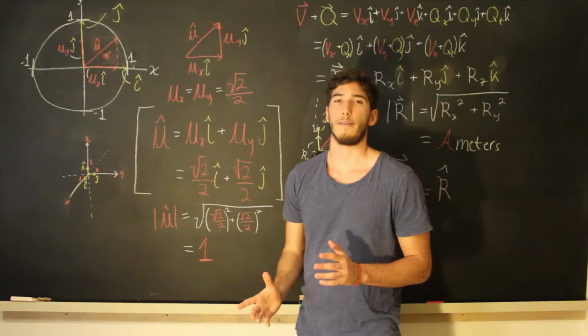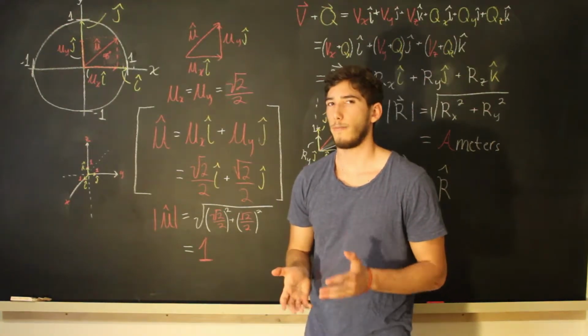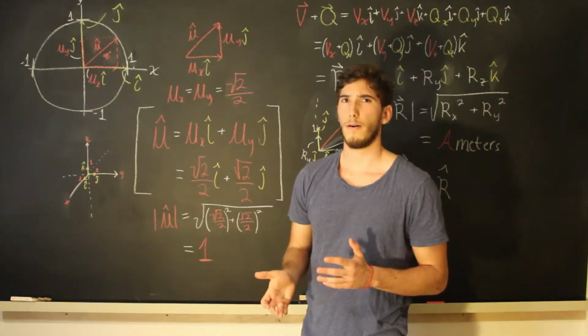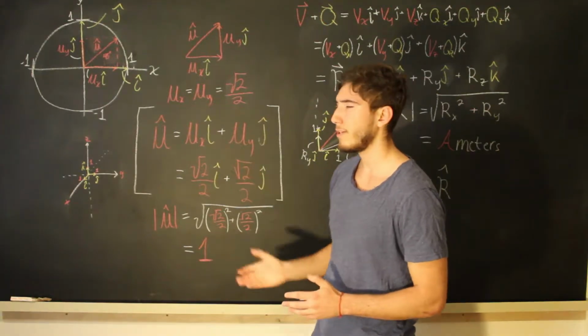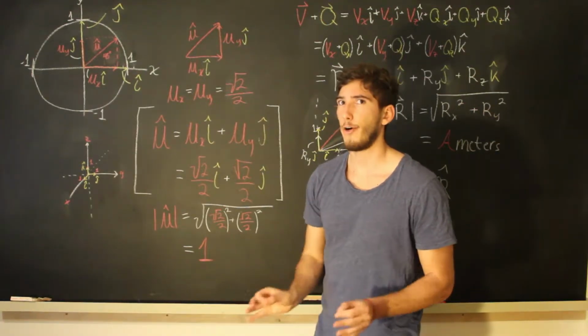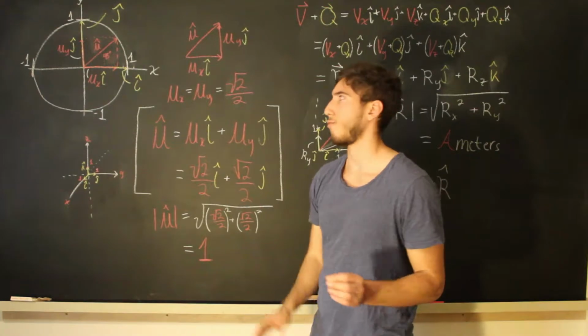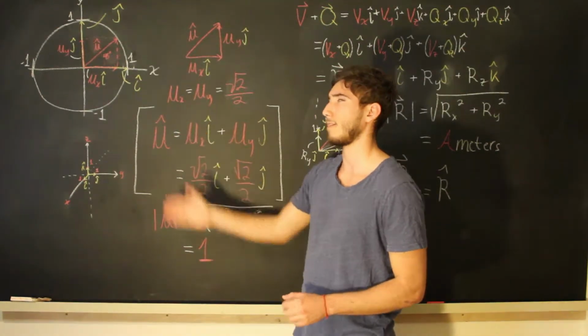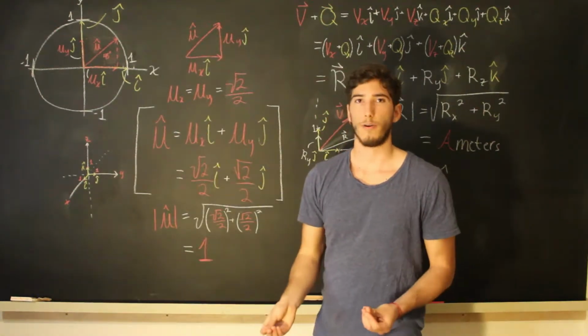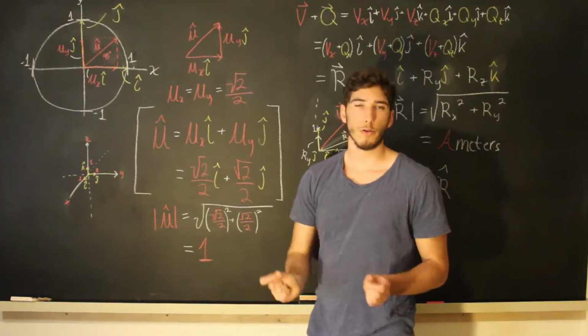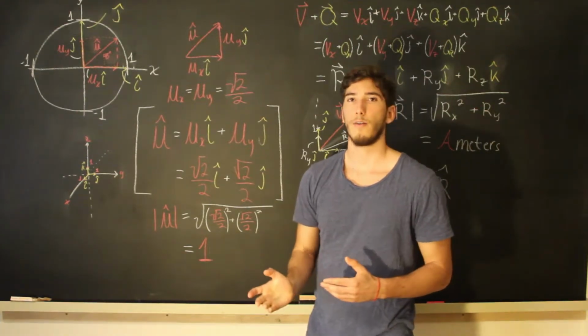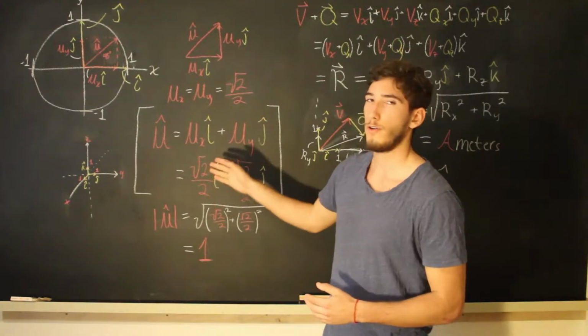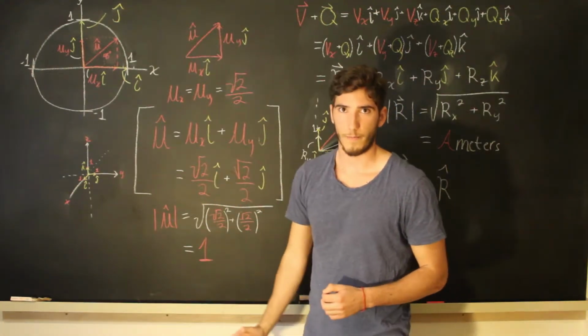Okay, but wait a second. Vector u hat has a magnitude of 1, but we're adding 2 different vectors that don't have a magnitude of 1, and we're getting a vector that has a magnitude of 1. Well, how does that work? Well, remember that in order to find the magnitude of u hat, we have to take the root of u of x squared plus u of y squared.